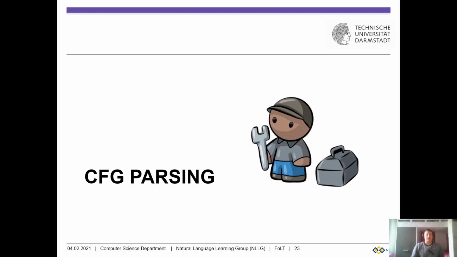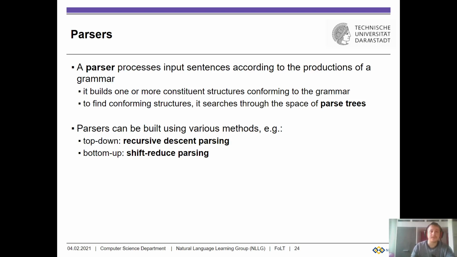Now let us go next to how we do parsing with context-free grammars. Let's come to the real practical application. So what a parser is doing, a parser is processing input sentences according to the productions of a grammar.